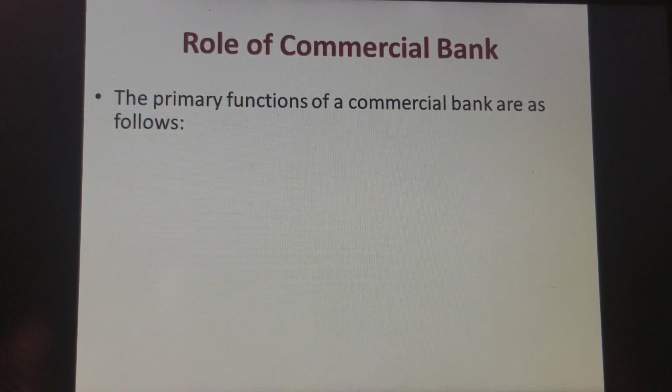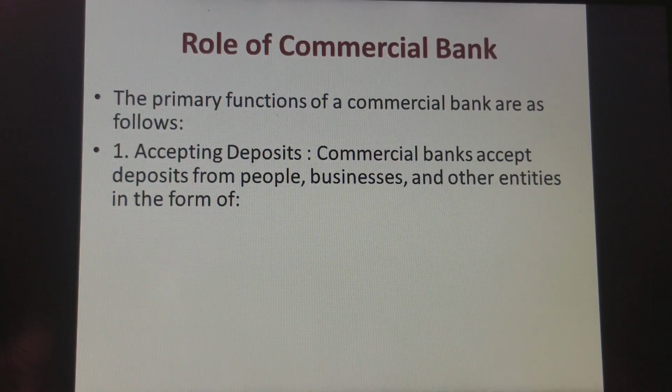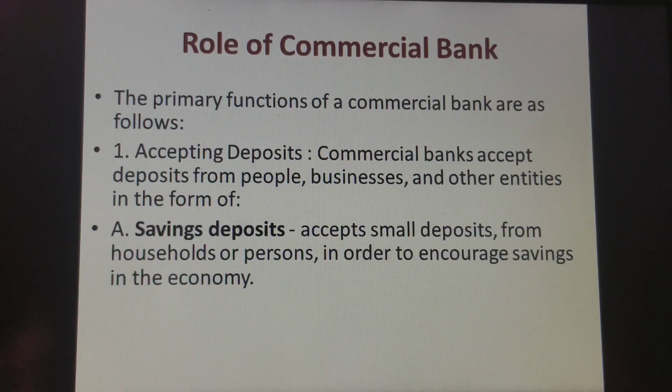Now, the primary functions of the commercial bank are as follows. 1. Accepting deposits. Commercial banks accept deposits from people, businesses, and other entities in the form of a savings account. So they accept deposits in the form of savings accounts, and a savings deposit means that they are accepting small deposits from householders and other persons in order to encourage savings in the economy.